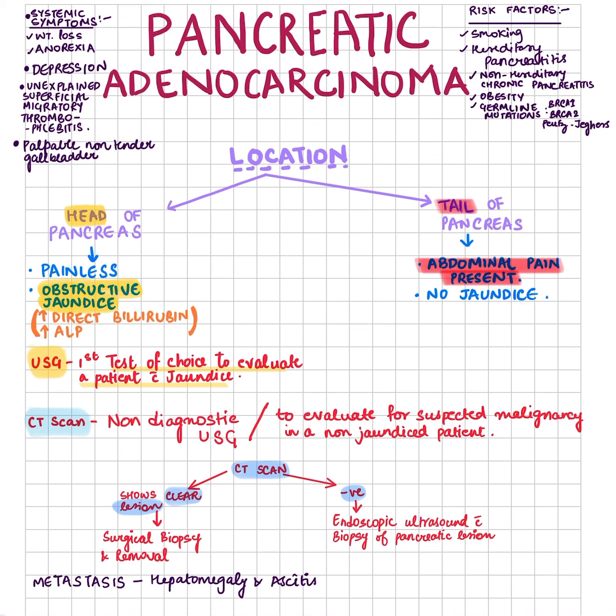Now, if the USG was non-diagnostic, and here we are talking in case of a tumor when it is present in the head of the pancreas, then the next choice of investigation would be a CT scan, right? If the CT scan comes out to be negative, then the third choice of investigation would be endoscopic ultrasound with biopsy of the pancreatic lesion. Now, I would also like to add that usually the patients with a tumor in the head of the pancreas won't present with abdominal pain.